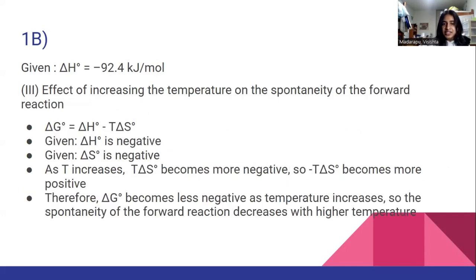The effect of the increasing temperature on the spontaneity of the forward reaction. So the Gibbs free energy is calculated with delta H standard minus temperature times standard delta S. And since delta H and delta S are both negative, as temperature increases, T delta S becomes more negative. So negative T delta S becomes more positive. Therefore, delta Gibbs energy becomes less negative as the temperature increases. So the spontaneity of the forward reaction decreases.